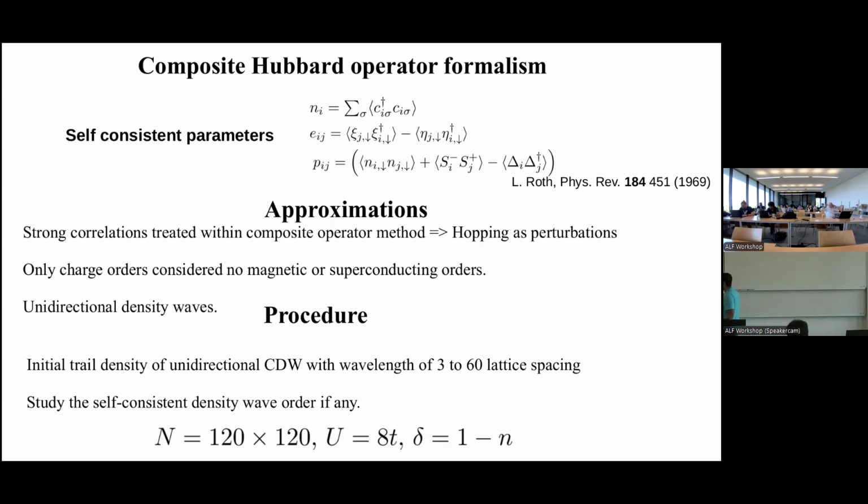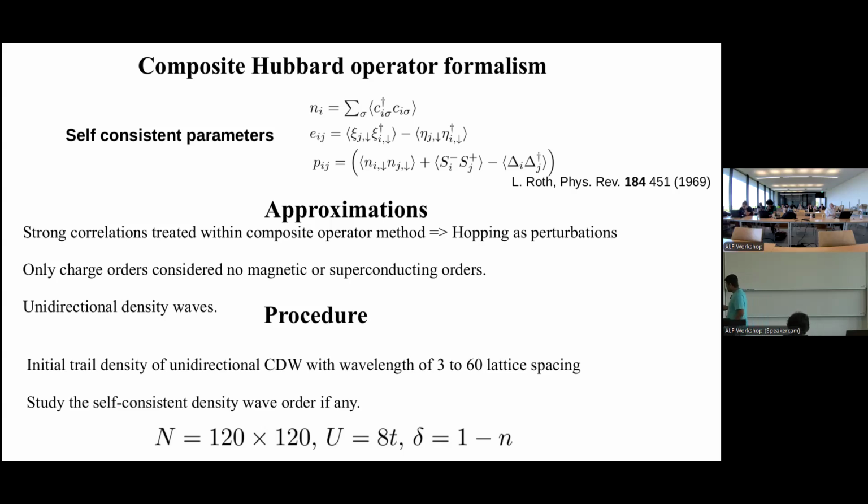Now I will just summarize the approximations that we are using. We are using strong correlations, which are being treated within this composite operator method. So hoppings are treated as perturbations. Hubbard operators are doublons and holons. There are 16 other Hubbard operators which we ignore. The only order that we can consider now is the charge order, with no magnetic ordering or superconducting ordering for now. What we are working on next, which is another assumption on top of that, is a unidirectional density wave. So the density wave will be uniform along one direction, so that we can do a Fourier transform and go to momentum space in one direction.